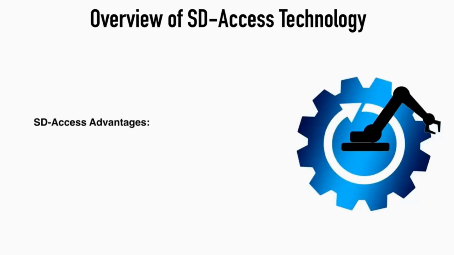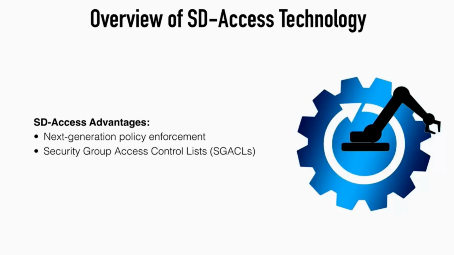Policy enforcement is another important improvement offered by SDaccess. Rather than relying on traditional access control lists, SDaccess uses something called Security Group Access Control Lists, or SGACLs. These can be thought of as a group-based policy, and they're much more scalable. If you think about traditional ACLs, those rely on IP addresses and subnets, which can be complicated to maintain or to scale for a larger network.